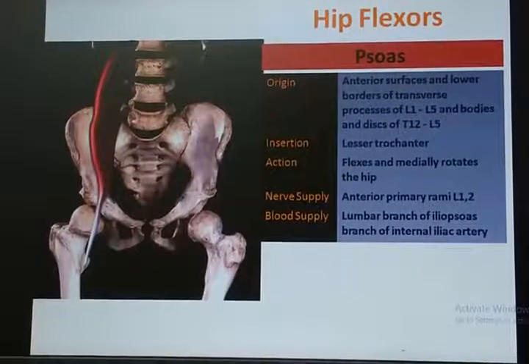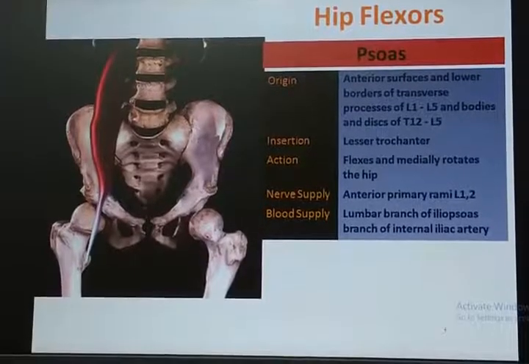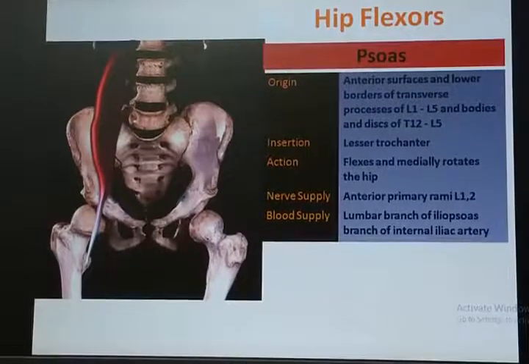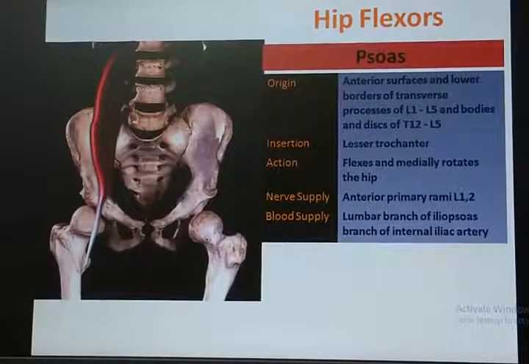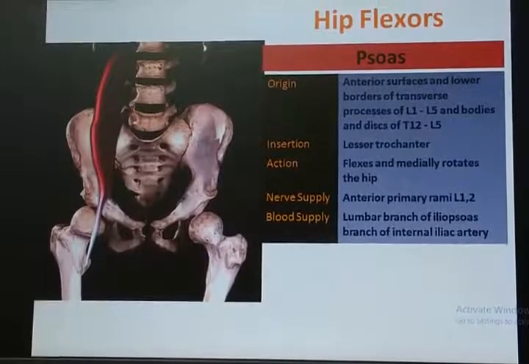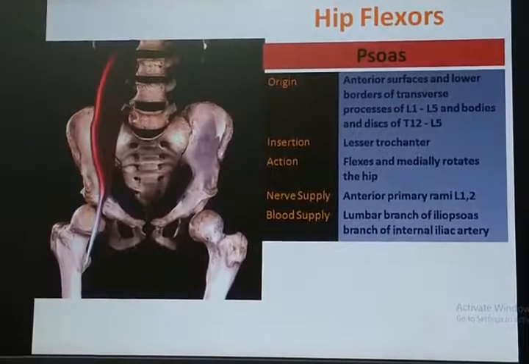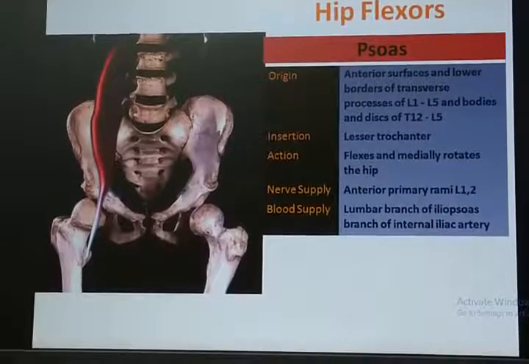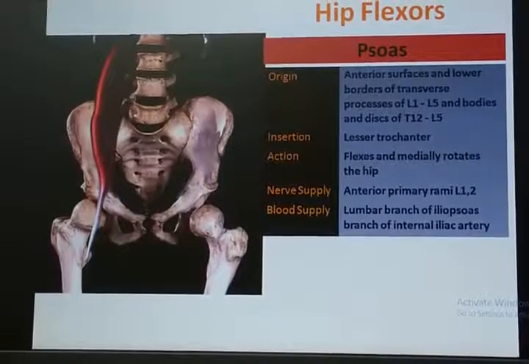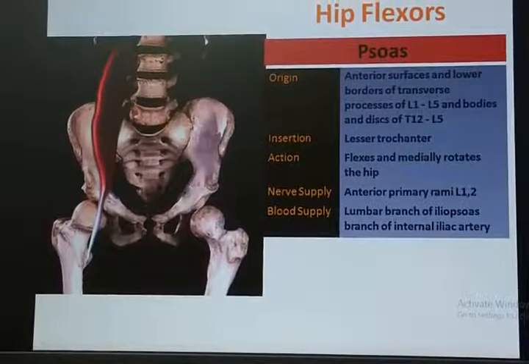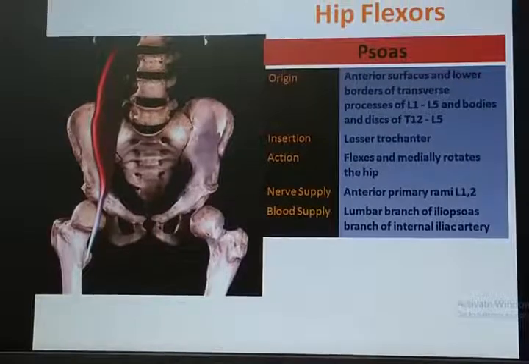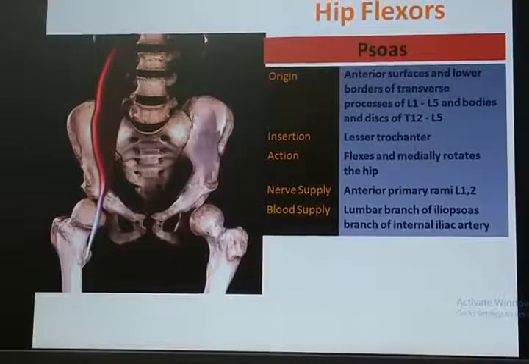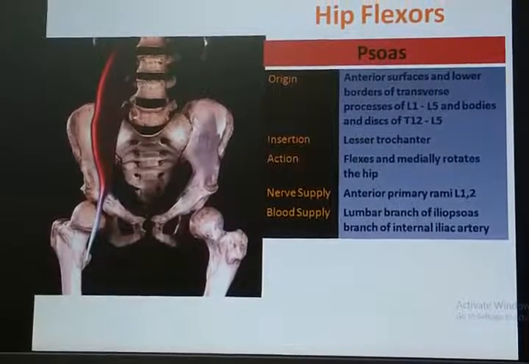Next, the psoas: origin is the anterior surface and lower border of the transverse processes of L1 to L5 and the bodies and discs of T12 to L5. The insertion is mostly into the lesser trochanter, and it helps to flex and medially rotate the hip. So that's why the iliacus and psoas are the hip flexors. Nerve supply is by the anterior primary rami of L1 and L2, which is the main nerve supply of this region, and blood supply is the iliolumbar branch of the internal iliac artery, same as the iliacus.